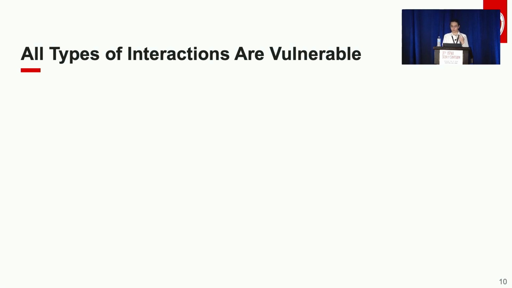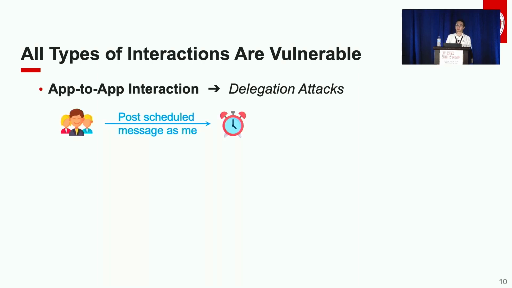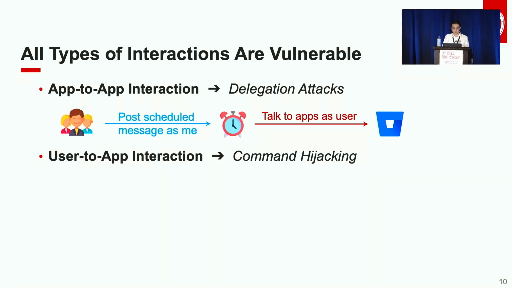And here I'll briefly introduce the high-level idea of each vulnerability and demonstrate one of the attacks with more details. First, for app-to-app interactions, we find a delegation attack. For example, a common use case is that the user wants some other app to post scheduled messages on their behalf, but the app can actually exploit this ability to talk to other apps as a user and access users' other third-party sources.